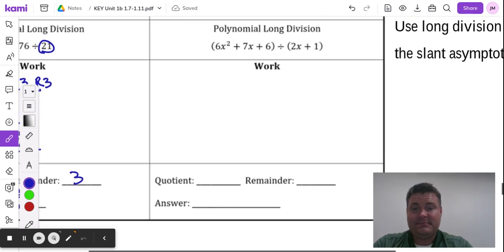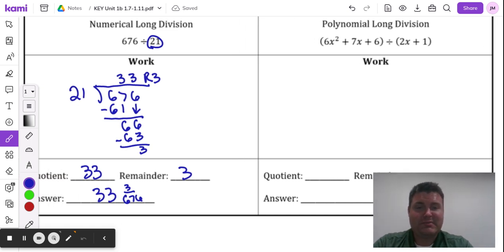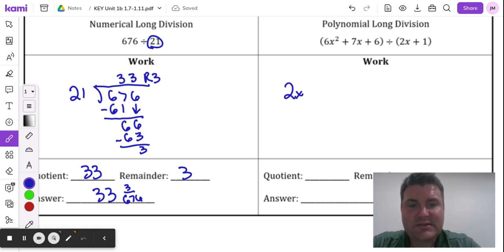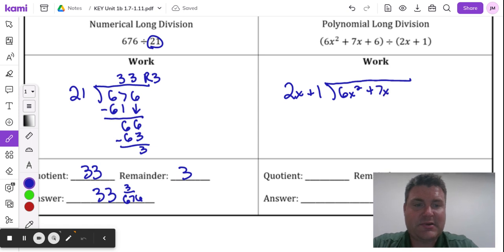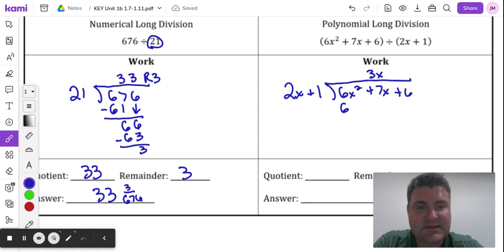Now, new school, well, it's not really new school. We really do the same thing, but we're using polynomials. If you notice, our numbers here look very similar. So we're going to divide 2x plus 1 on the outside, into 6x squared plus 7x plus 6. And we're going to see how many 2x's, looking at just the larger power of the two. How many 2x's go into 6x squared? 3x's go in there. So I'll put the 3x over the x column. Multiply that back through. We're going to get 6x squared plus 3x.